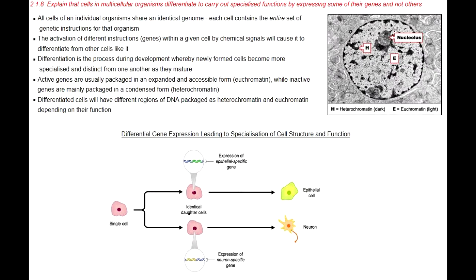Next, we need to be able to explain that cells in multicellular organisms differentiate in order to carry out specialized functions by expressing some of their genes and not others. This means that stem cells develop into specialized cells such as neurons or epithelial cells. The process of differentiation involves chemical signals which lead to some genes being activated while others are left inactive. Active genes are expanded by these chemical signals, while inactive genes are condensed. So you can only use the genes that are expanded, and you can't use the genes that are condensed.